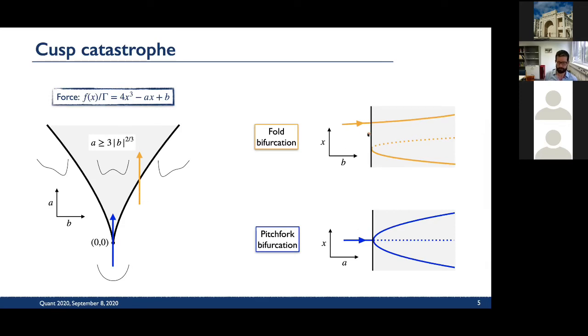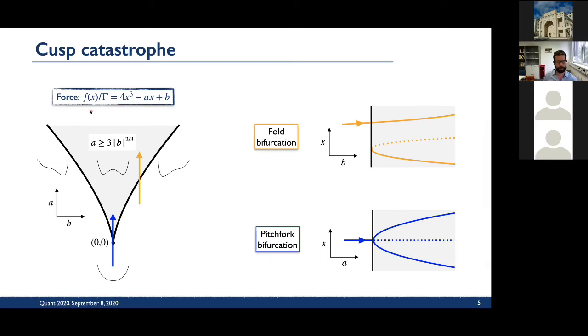So fold bifurcation is kind of, you have one minimum here, which stays and remains a minimum, but at some point a second minimum appears somewhere here, which is separated. If you think about equilibrium statistical mechanics, this is like a first order phase transition, whereas this is a second order phase transition. So this depends on whether you go right through the cusp or on the side through the transition.